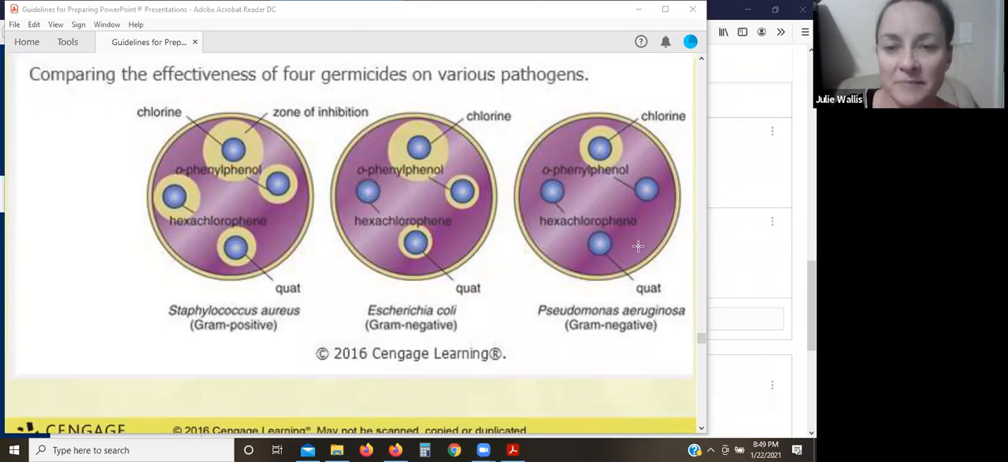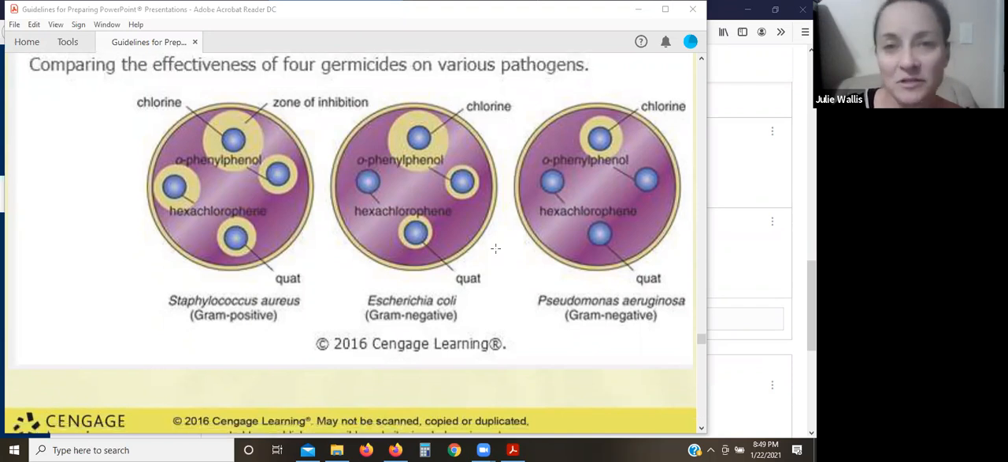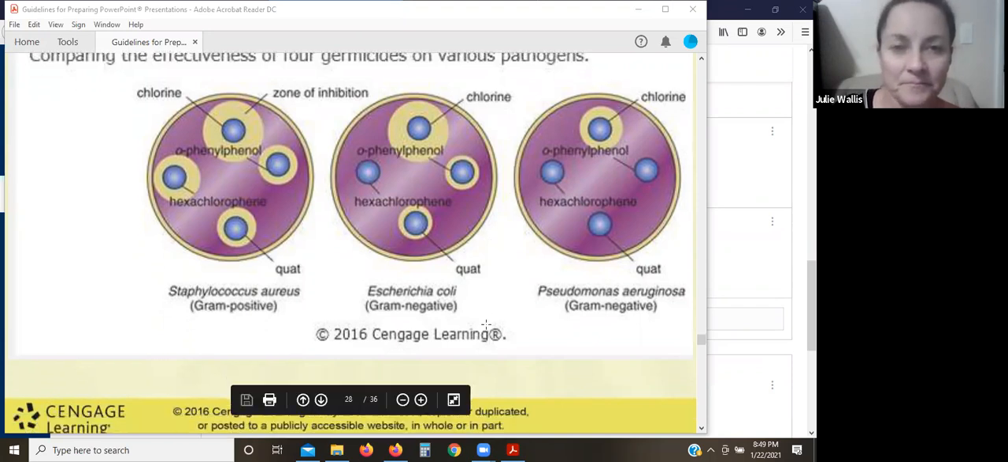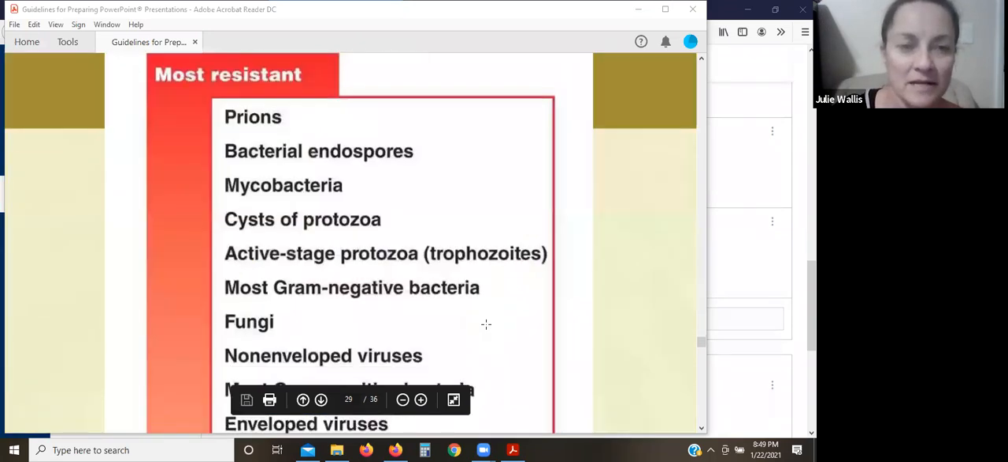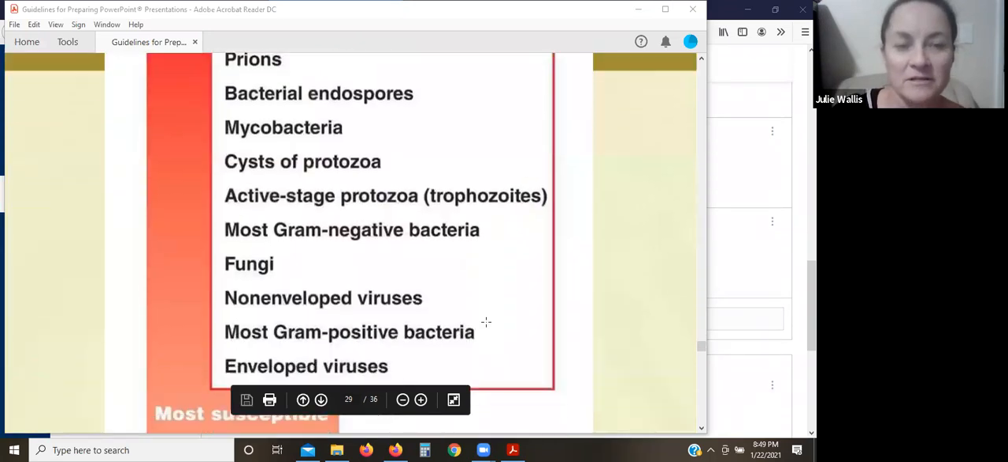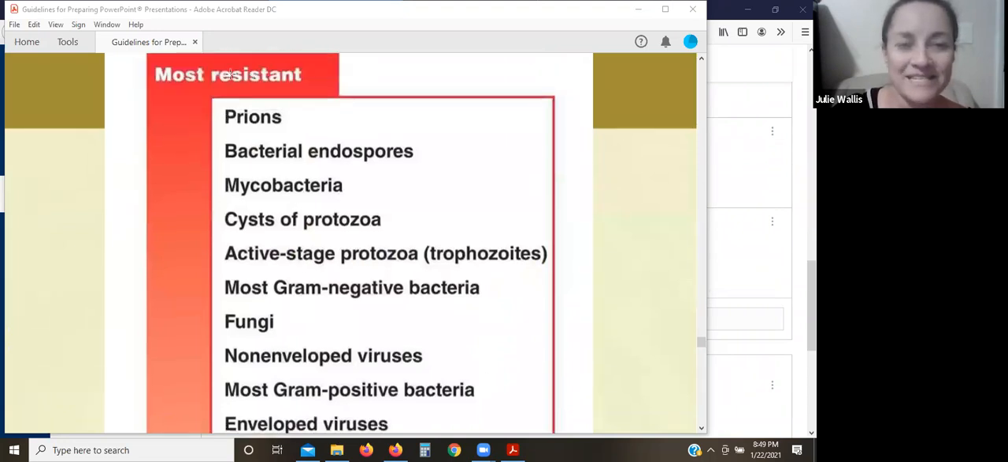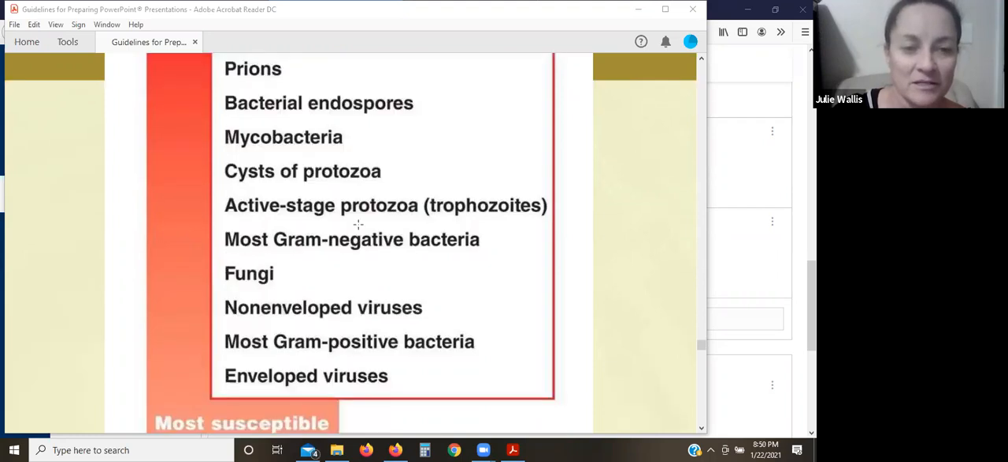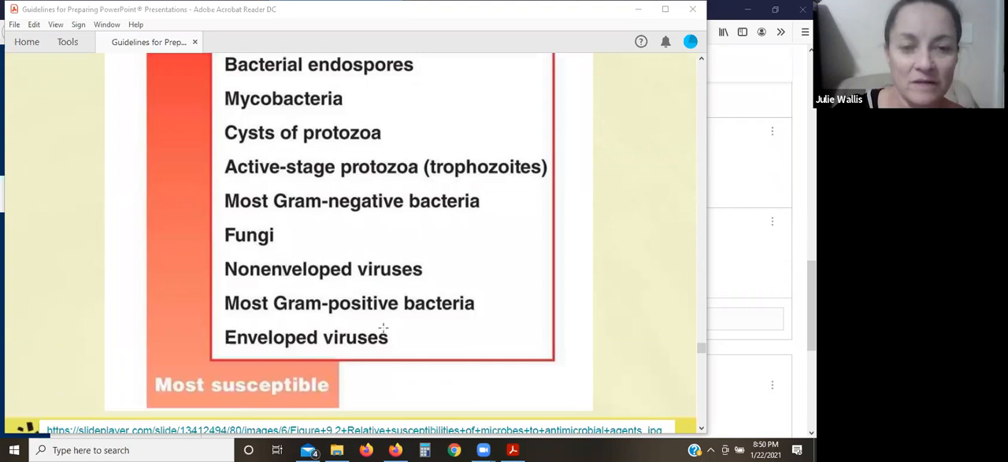And you can see the susceptibility of different organisms to these different compounds can vary quite a bit. And so this is why these types of tests are helpful to determine susceptibility. And then this is that chart that I mentioned that is a little bit more simple than the other charts that were in here, that shows the most resistant to antimicrobials at the top is the prions, like we were talking about before, endospores that you probably gathered. And then it just progresses all the way down to enveloped viruses being the most susceptible.